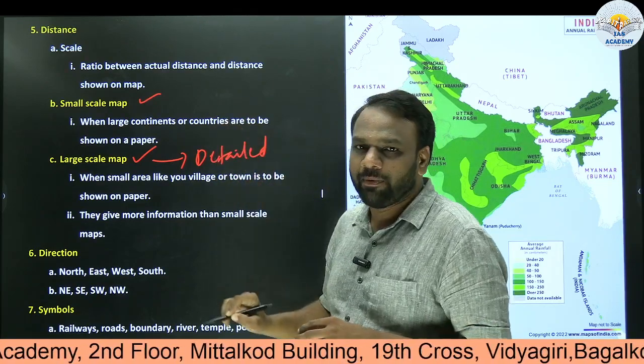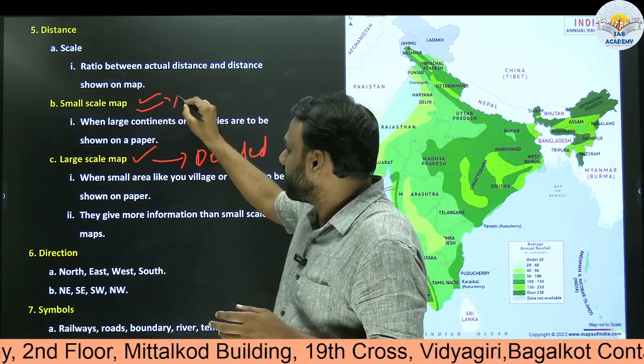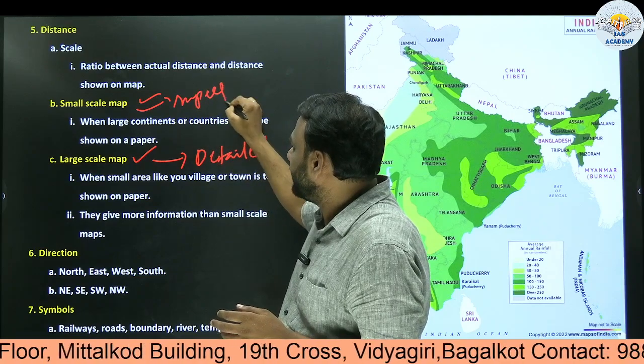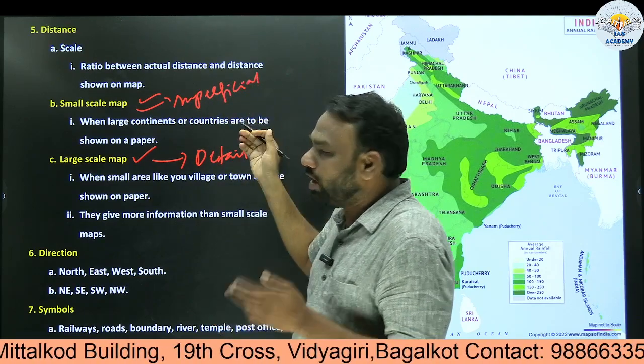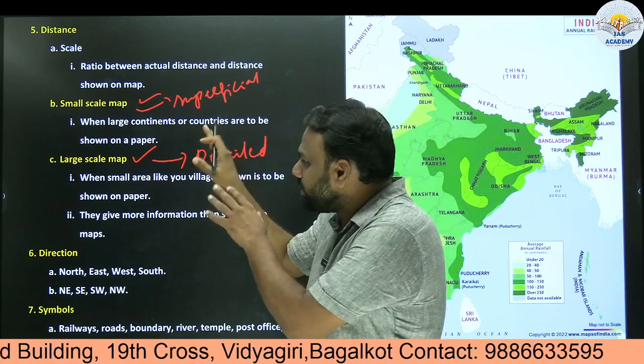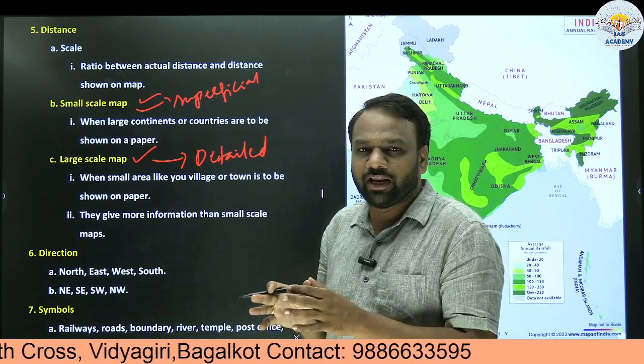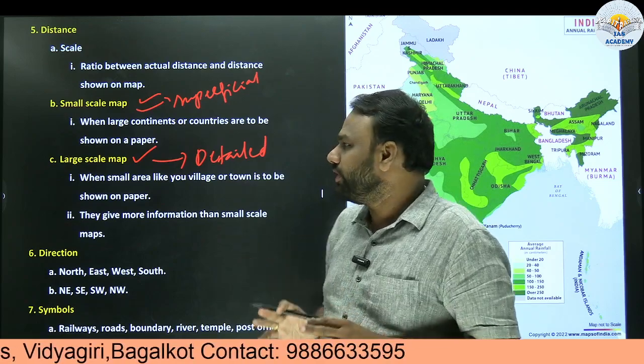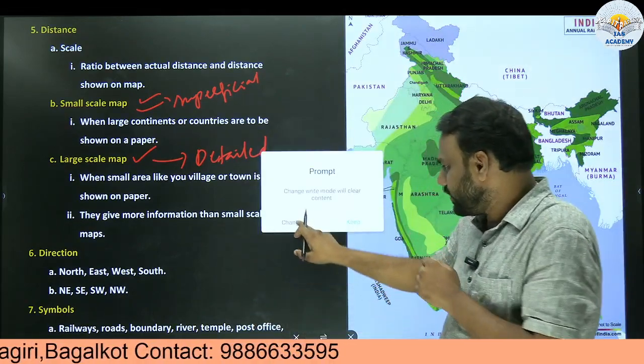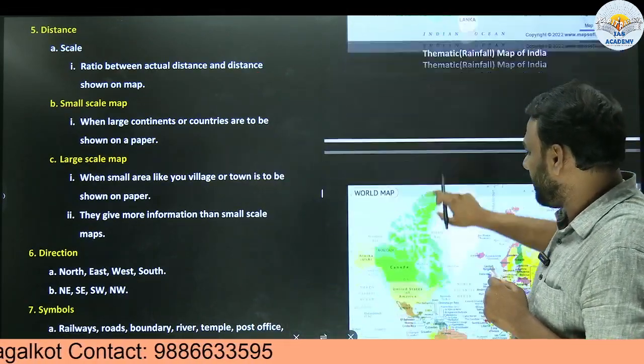Whereas in a small scale map, there is superficial information, not detailed information, because a lot of things are being represented on a small scale map. Whereas on a large scale map it is confined to a small area, so we can show a lot of details.